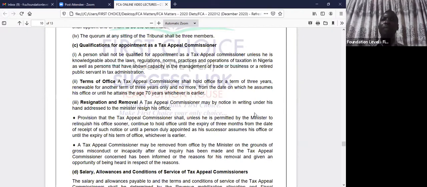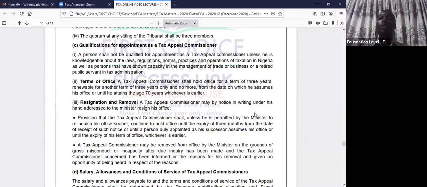Now, by the time you are going to serve the second year of your renewal, you would have clocked 70. So you will no longer continue to serve in the third year. You have to be replaced, because that is when your office ends as a tax appeal commissioner, 70 years, or whenever your tenure expires. Now, you may resign at any time, giving in writing that you have resigned.